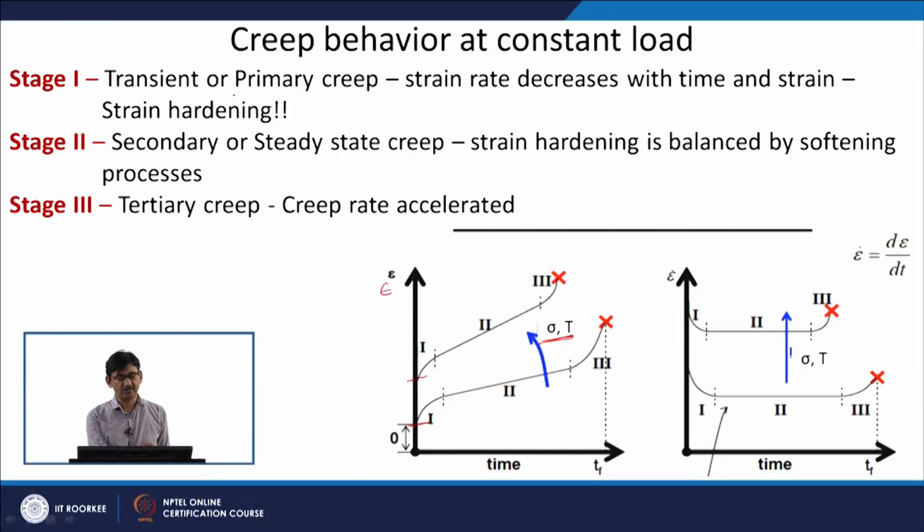So, these 3 stages are given here. First is transient or primary creep, where the strain rate decreases with time and strain. You can see the slope is decreasing as a function of time. Second stage is secondary or steady state creep. This is the one which you should try to understand in more detail. Strain hardening is balanced by softening processes, so here both the hardening and softening processes are balanced.